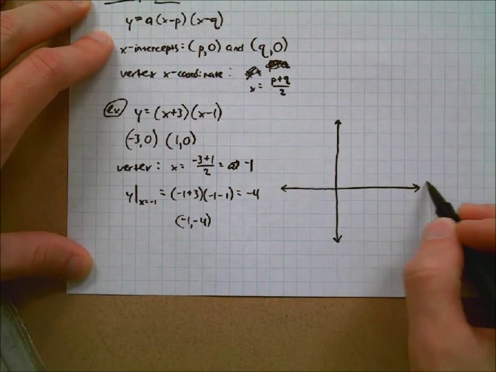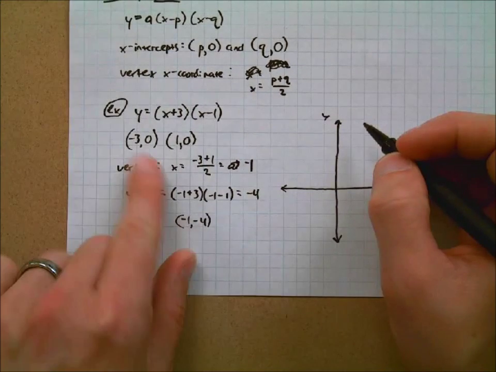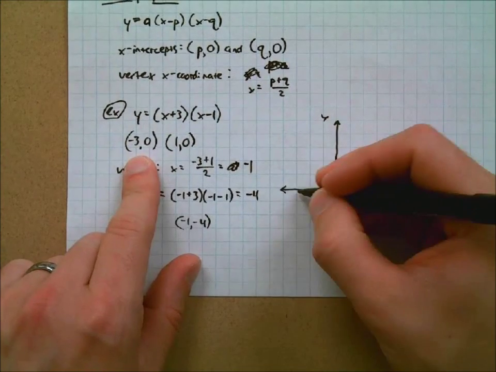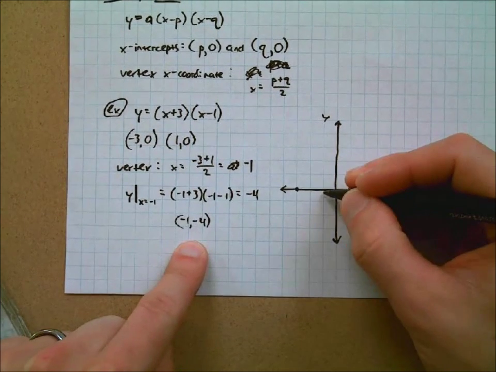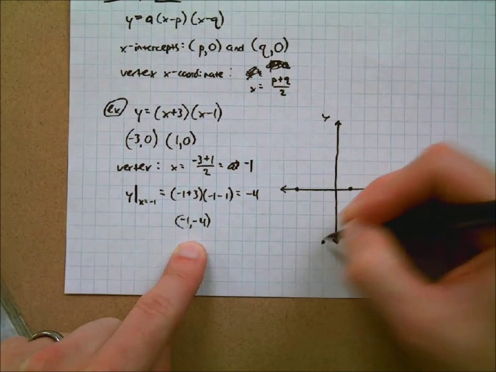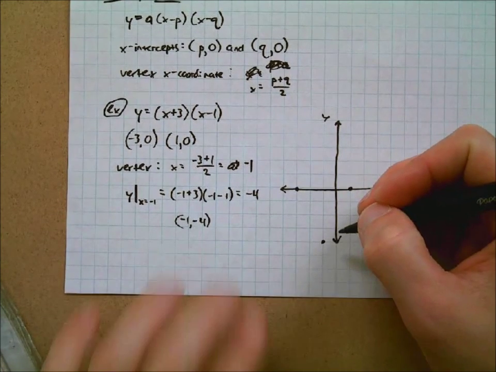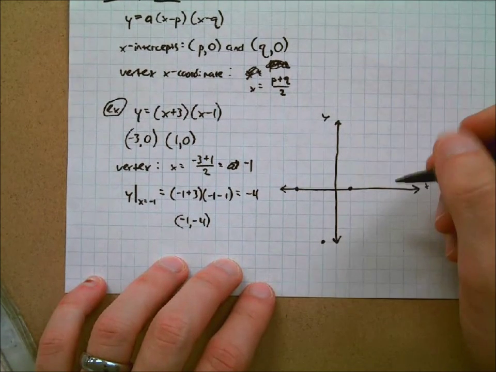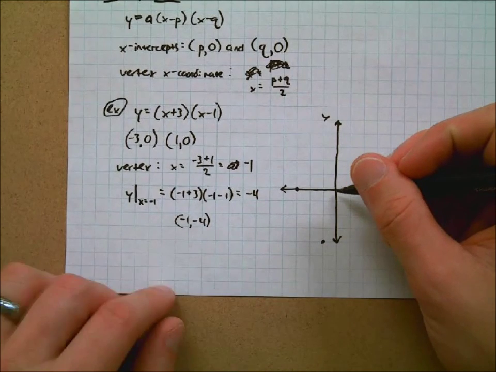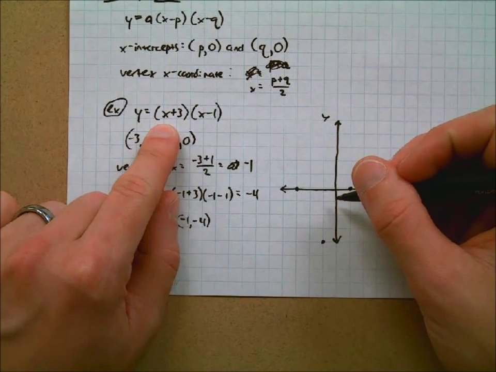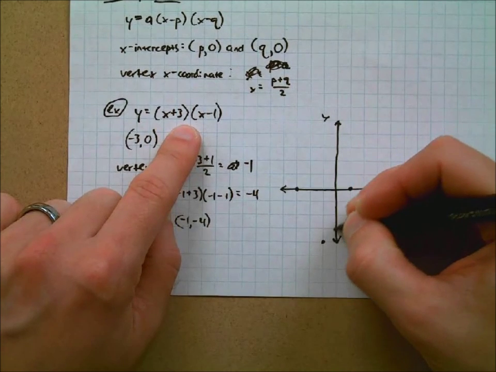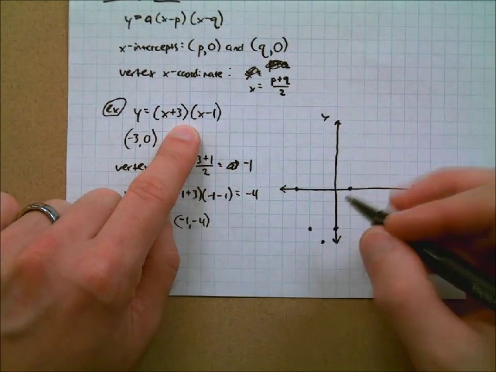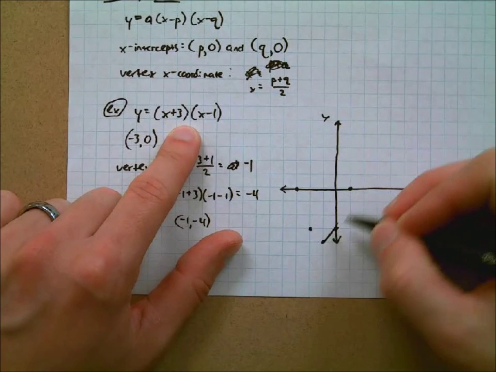All right, and so again, we'll just plot the two zeros. So -3, 0, and 1, 0, like that. Then the vertex at -1, -4. Okay, do I need a couple more points? Let's try plugging in 0, for example. 0 plus 3 is 3, 0 minus 1 is -1, so -3. Then mirror that over there, and we've got our quadratic.